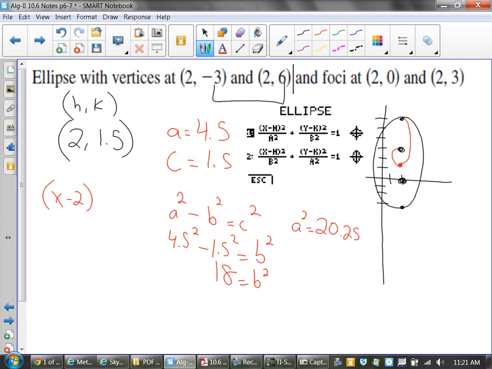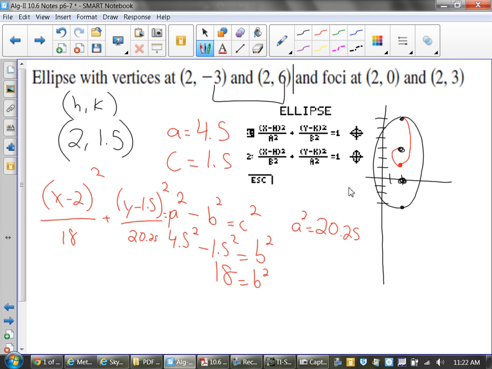(x minus 2) quantity squared over 18, plus (y minus 1.5) quantity squared over 20 1/4, equals 1. And that's it. When you're setting these things up, you always want to do a rough sketch, figure out your center, and work your way out from it. And it's nothing more than counting, more often than not. You don't need to worry about some crazy stuff.